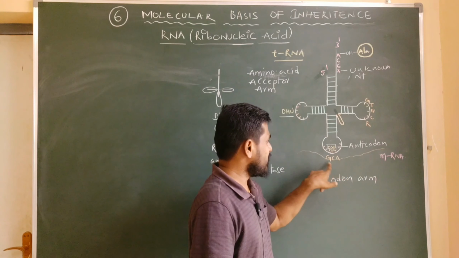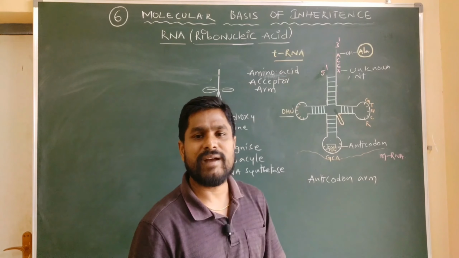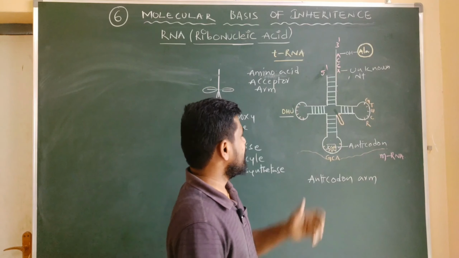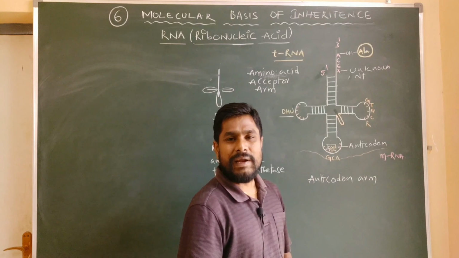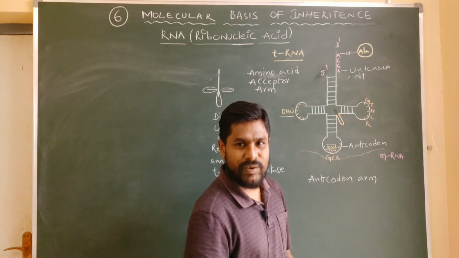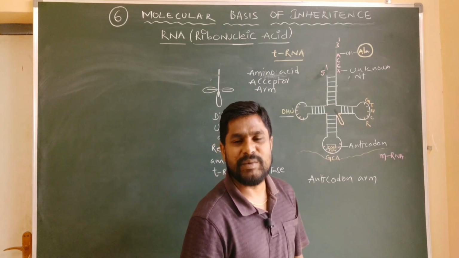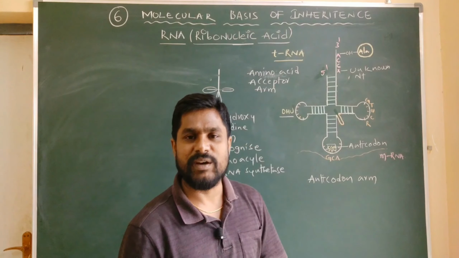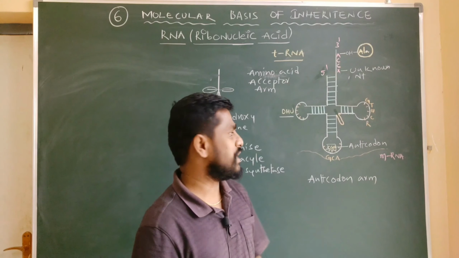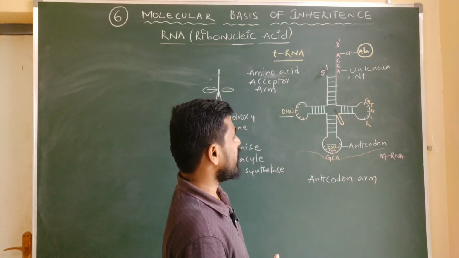This triplet codon present on the mRNA molecule specifies a particular amino acid, so the tRNA molecule having this complementary triplet or anticodon specifically binds to that particular amino acid and brings it to the site of protein synthesis. That is what happens here. That is the function of this anticodon arm.